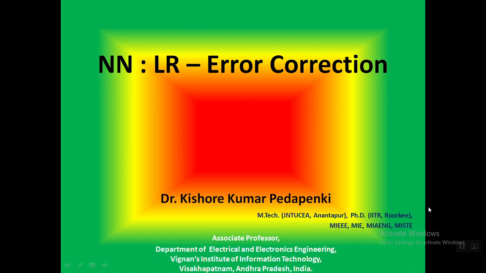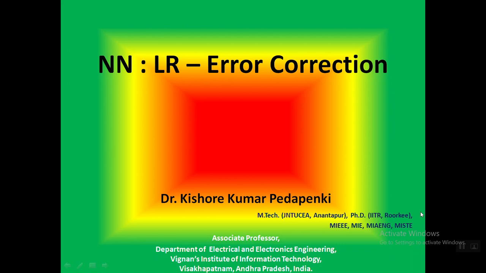Hi friends, in this video let us see the first learning rule, the error correction learning rule. We have already discussed what is meant by learning and how important learning is in a neural network in the last lecture. So now let us see the first and foremost learning rule, which is error correction. I have written it as NNLR error correction. NN stands for neural networks, LR for learning rule, and this is the error correction learning rule.